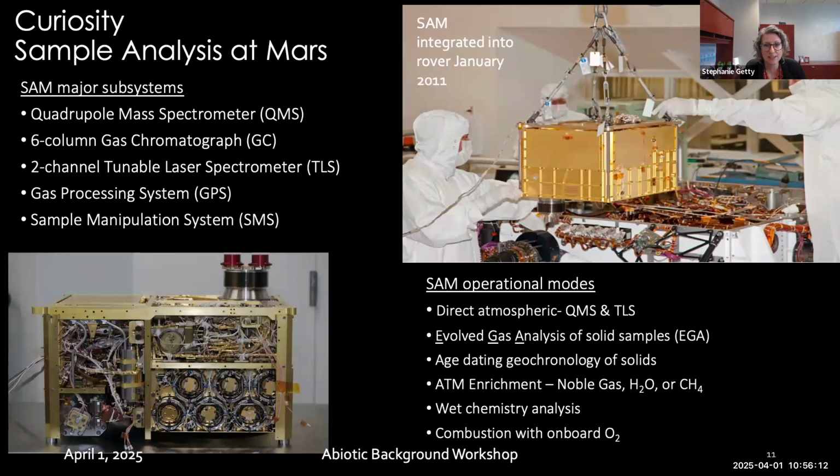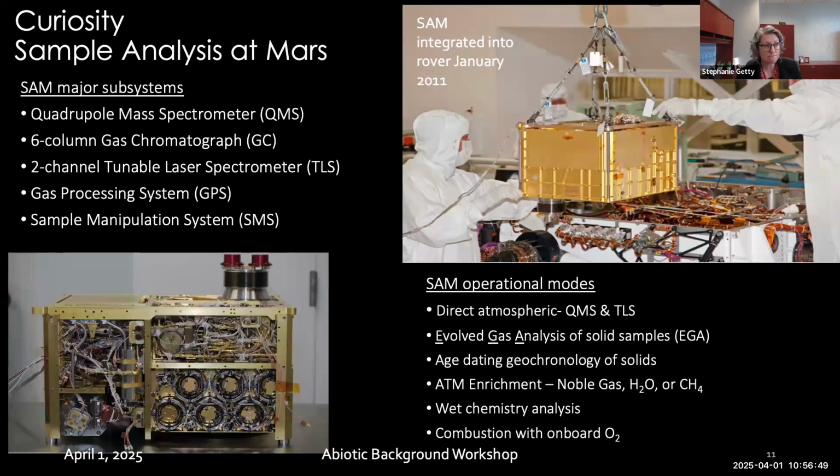Right, so here's SAM. It has been described as a large microwave oven. I don't know if microwave ovens actually come in this size anymore, but it just goes to show how long it's been. SAM consists, at its heart, of a quadrupole mass spectrometer, a gas chromatograph, of course, building on Huygens heritage. That's a 6-column GC with a lot of capability and complementary chemistry inherent there. The tunable laser spectrometer from Chris Webster's group at JPL, a gas processing system, and a sample manipulation system.